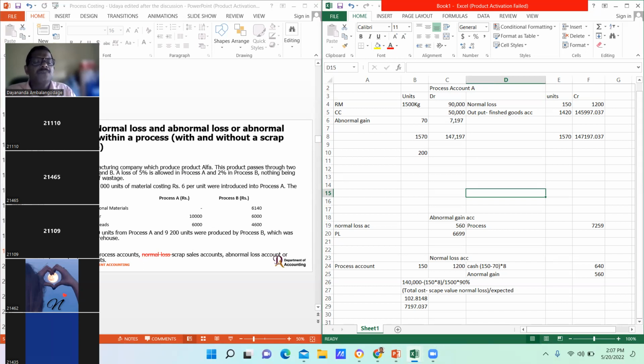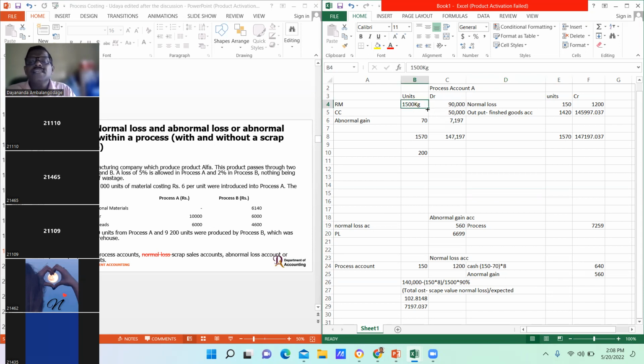Nothing is being realized by disposal, waste sale. That means there is no scrap value. During April 2020, 10,000 units of material costing 6 per unit were introduced into process A. The other costs are additional material, which is not there, labor 10,000, and overhead. So I think it's very simple. You can prepare the process account.